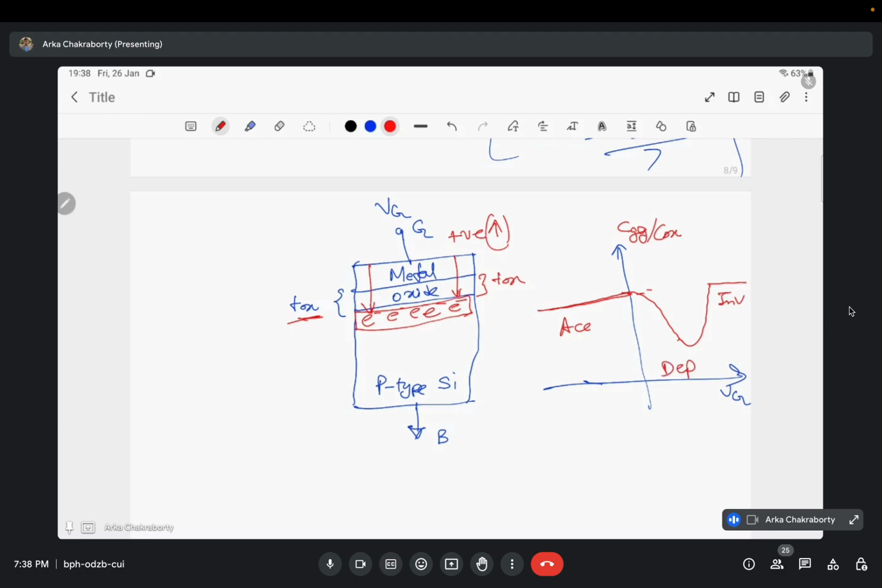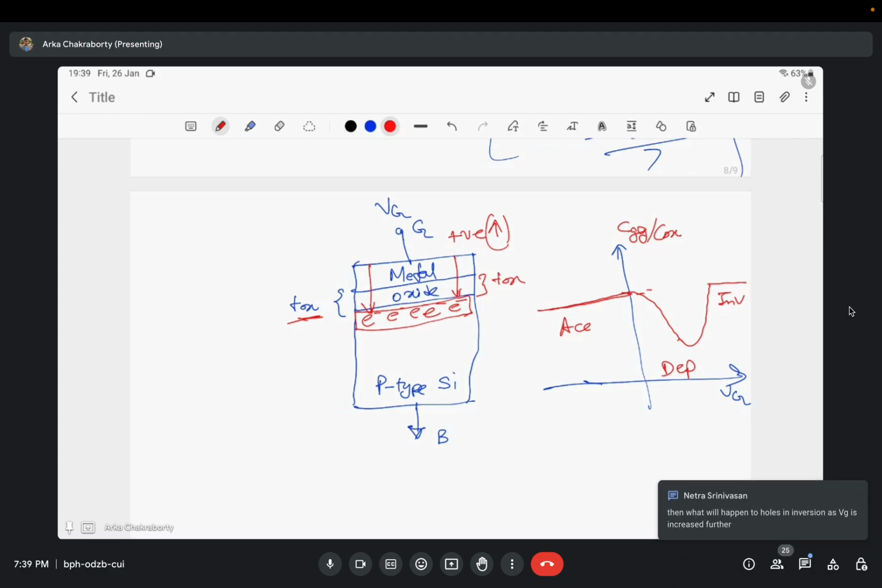Now, how many electrons need to be inserted for this? Basically, when inversion happens, we say it has crossed the threshold voltage VT. Many students get confused, even I was confused in my bachelor's about what it is, so I thought it is important to clear this point in front of you.